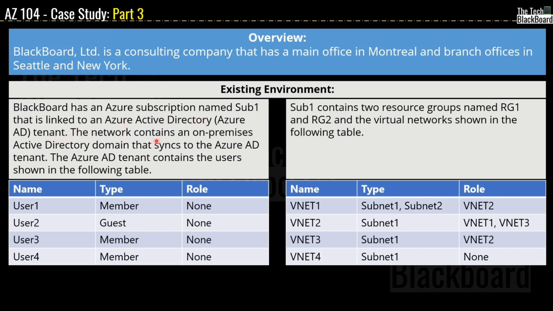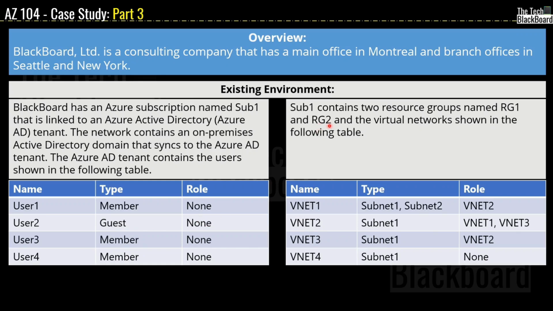The network contains an on-premises Active Directory domain that syncs with the Azure AD tenant. The Azure AD tenant contains the users as shown in the following table. Here you can see that we are given the details of 4 users. We have User1 who is a member and role is not given. Similarly, we have User2 which is of type guest. Then we have User3 and User4, both are members. You can see that role is not given for any of the users.